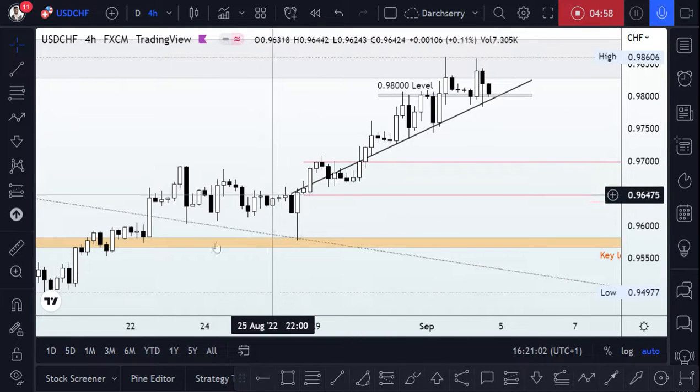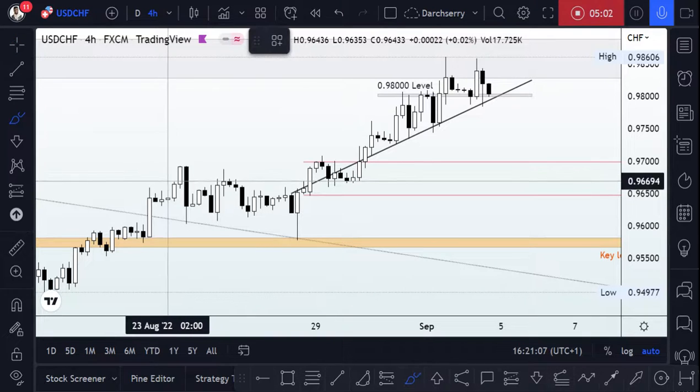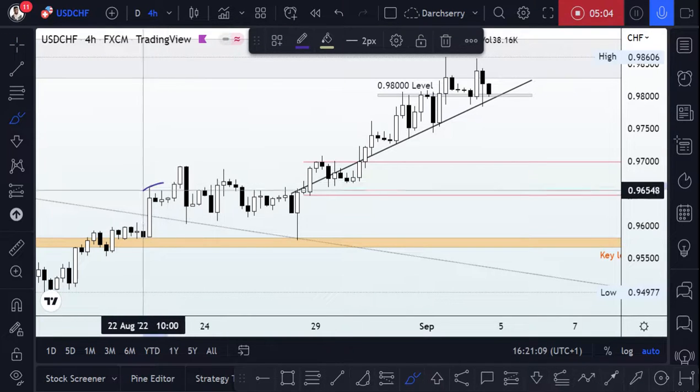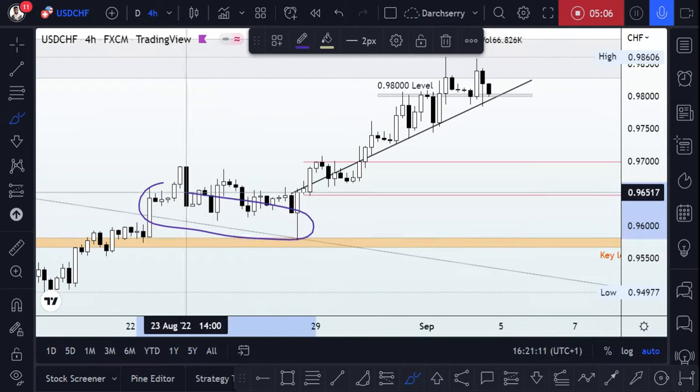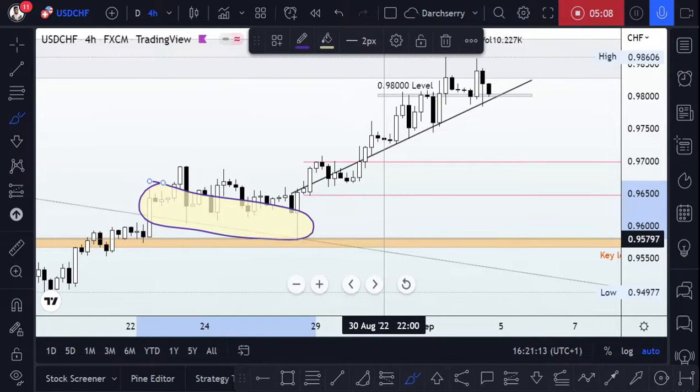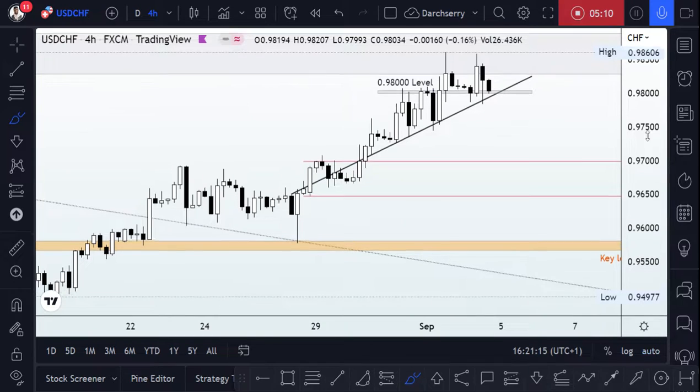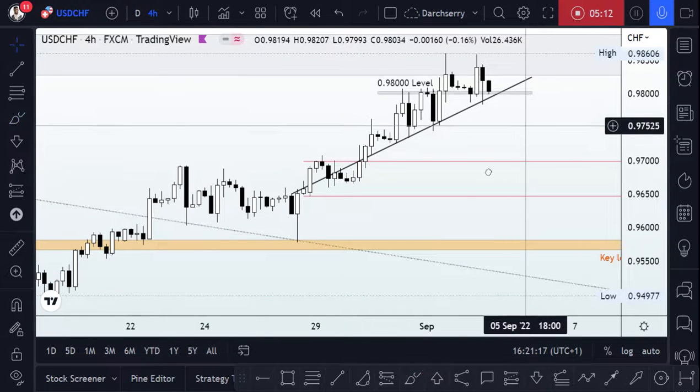So since the breakout of that bearish trend line, let me show you one more time here on the 4 hours time frame. We saw the breakout retest of this bearish trend line here, and we've been seeing our price has continued to the upside from this point.